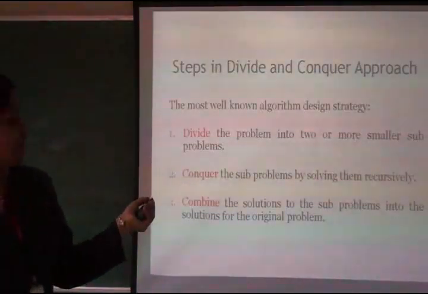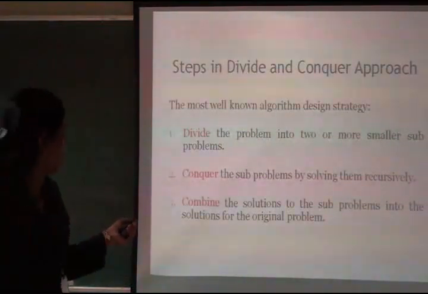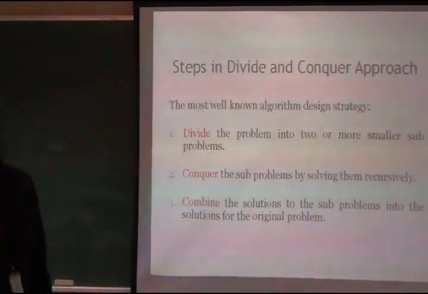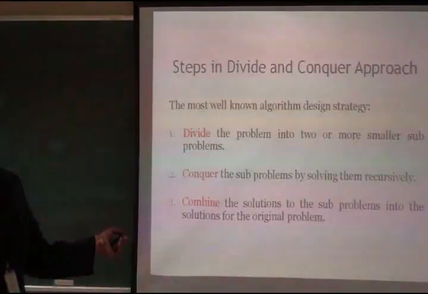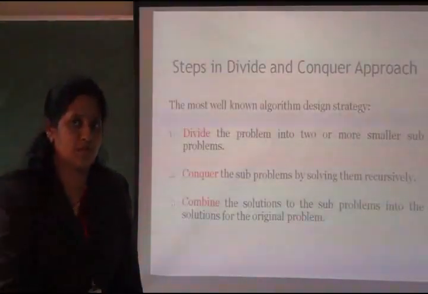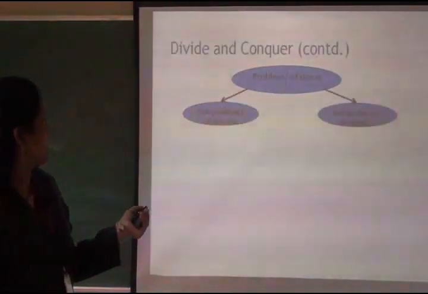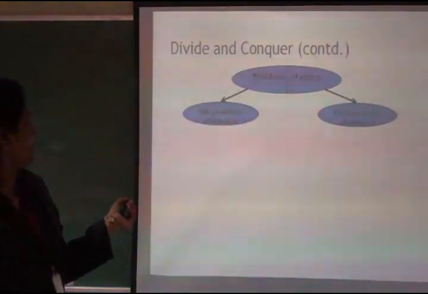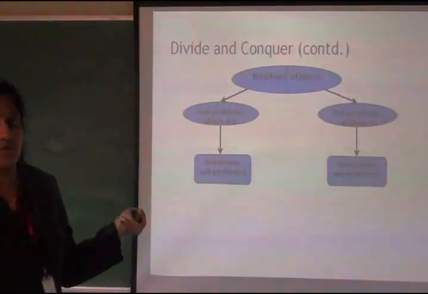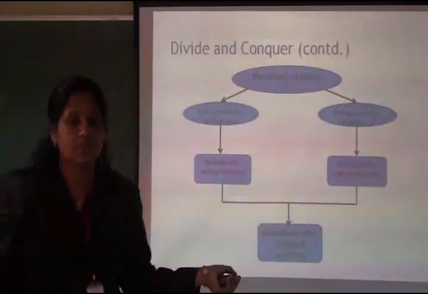Again, it is explained simply: divide the problem into two or more smaller sub problems, conquer the sub problems by solving recursively, and combine the solutions of the sub problems into the solution for the original problem. If you find the solutions for S1, S2, S3, S4 and put them together, you will get the solution for the original problem. A problem of size n is divided into two sub problems, sub problem 1 and sub problem 2, of size n by 2. Then find the solution for each, and finally you get the solution to the original problem.